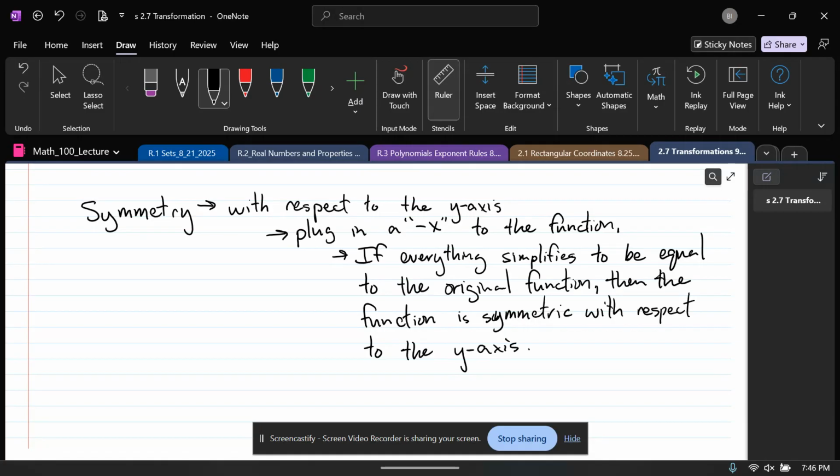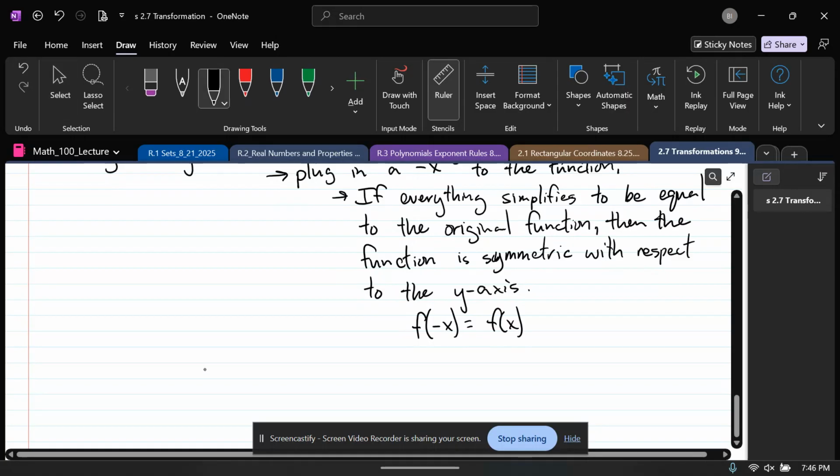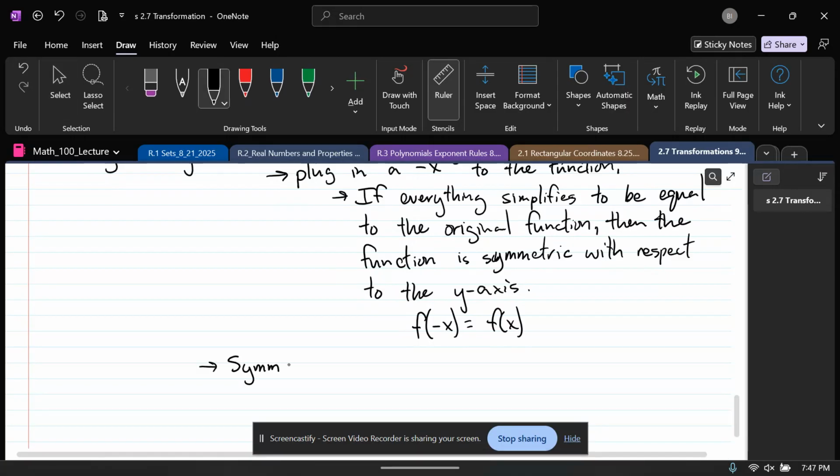Okay. The notation for that is f of negative x is equal to f of x. When we put in a negative x and simplify it, it turns back into the original function. We work it out a little bit. Okay. Symmetry with respect to the x-axis.